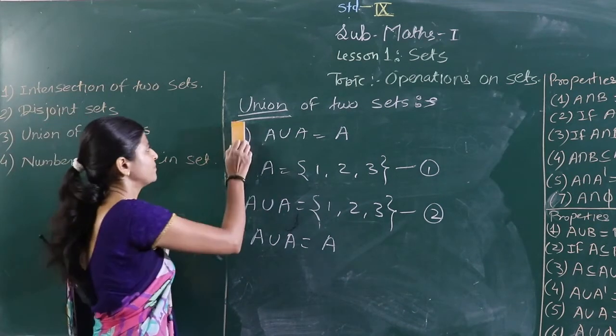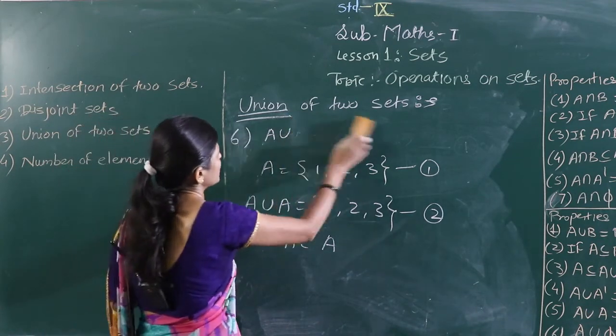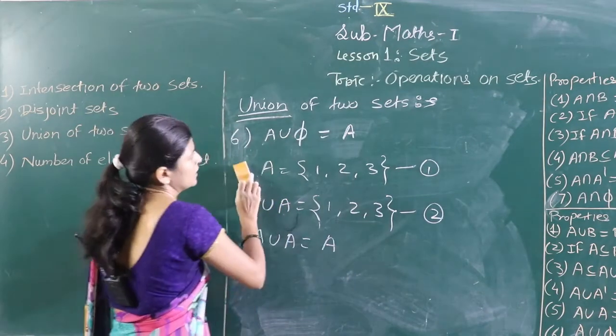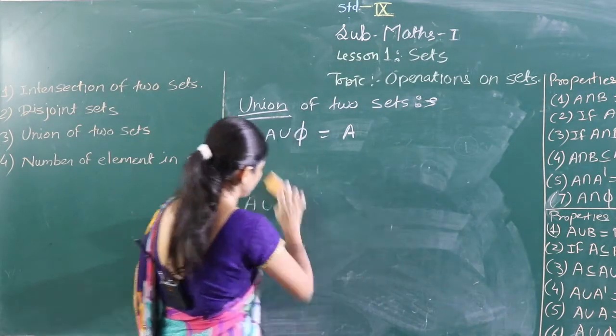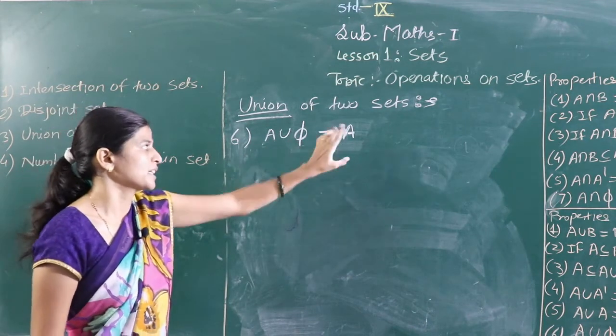Now the last property of union is A union empty set is equal to A. This is the last property of union. Means A union, this is the sign of empty set, A union empty set is equal to A.